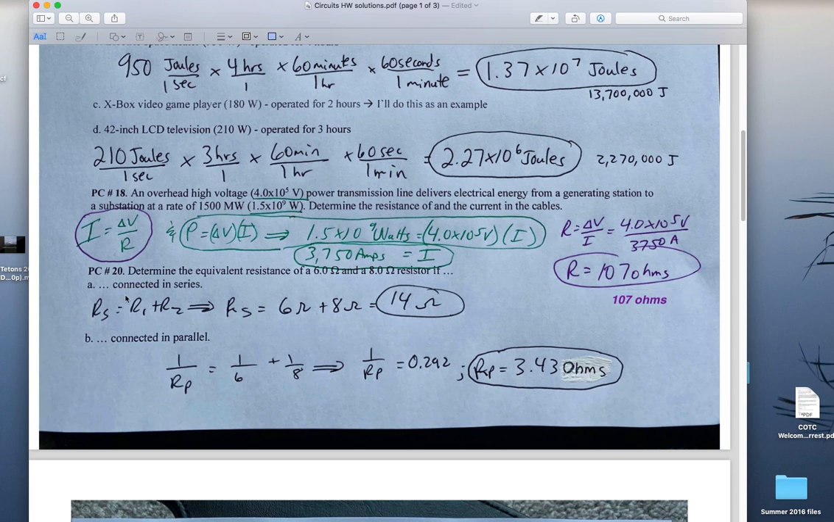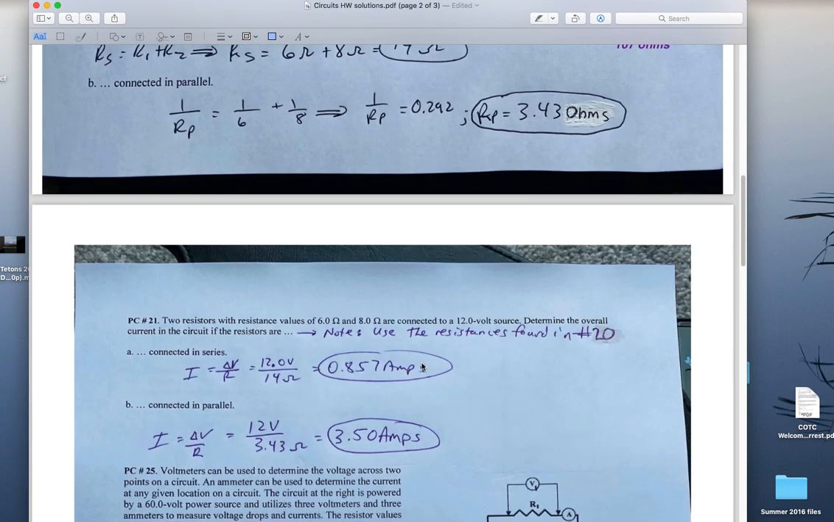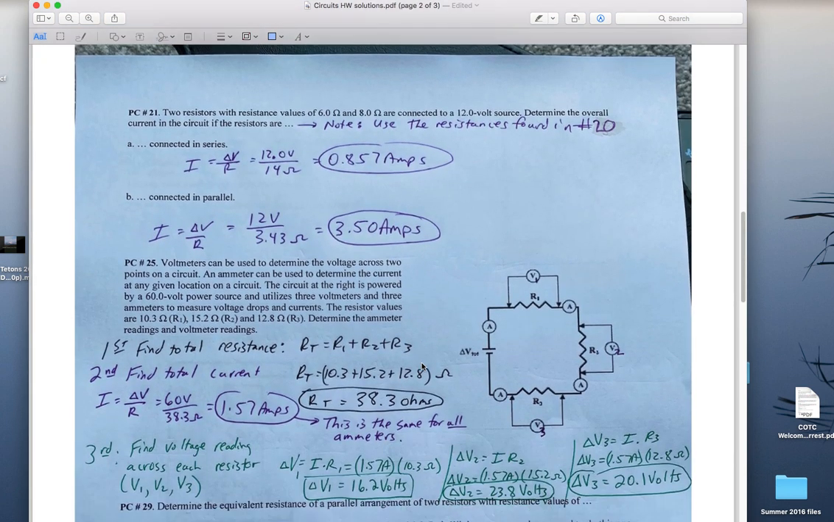So for number 20, find the resistance of these two 6 and 8 ohm resistors in series. You just add them up. That's 14 ohms. To do this in parallel, you add the reciprocals, and then you've got to take the reciprocal of that answer. 1/6 plus 1/8 is basically 0.1667 plus 0.125 equals 0.292. 1 over that is equal to 3.43 ohms. And again, on the practice that I did for you, I'm showing you how to do that on a calculator. Note that the x to the -1 button or 1 over x button both mean reciprocal.